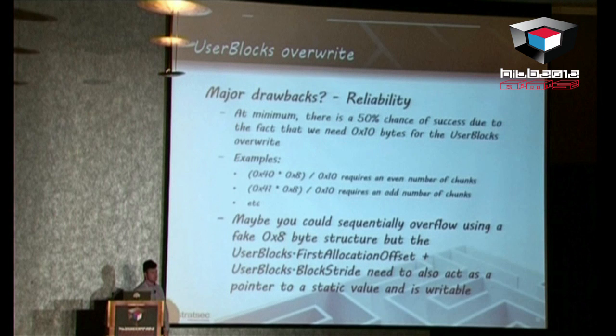And you could possibly do that because the first allocation offset and the block stride are next to each other in memory, so you could have those two values together that would hopefully also be a pointer to a static value that is writable. So if you could fulfill all those requirements, then you could make this a lot more reliable. So essentially that's how it works.